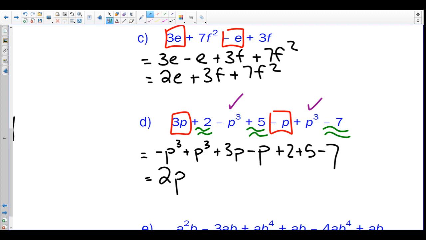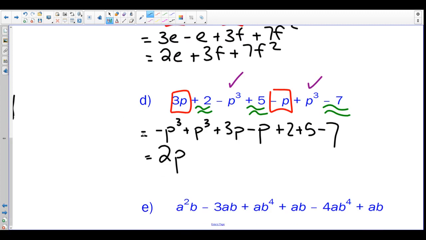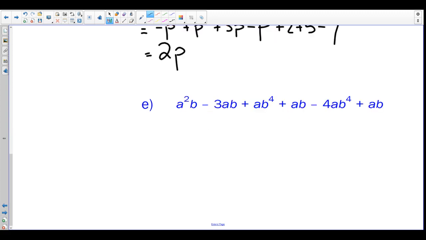And now, one last example, and that's time to get some practice in. Here it is. We have a squared b minus 3ab plus a times b to the exponent 4 plus ab minus 4ab to the exponent 4 plus ab. So again, look for those like terms. So a squared b, any like terms that go with a squared b? Nope. We have negative 3ab, any other ab's?